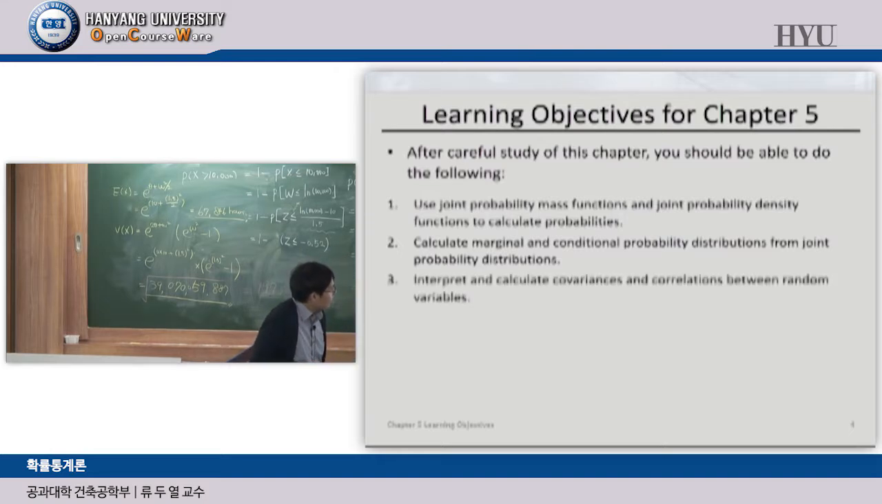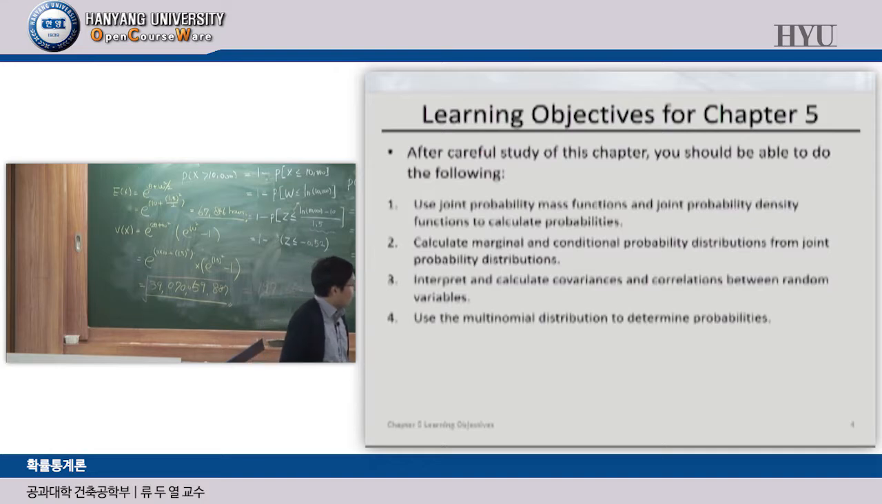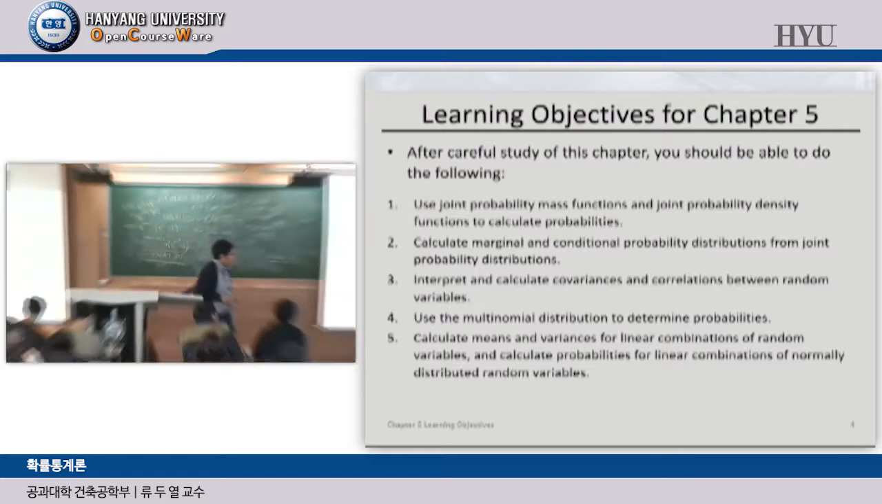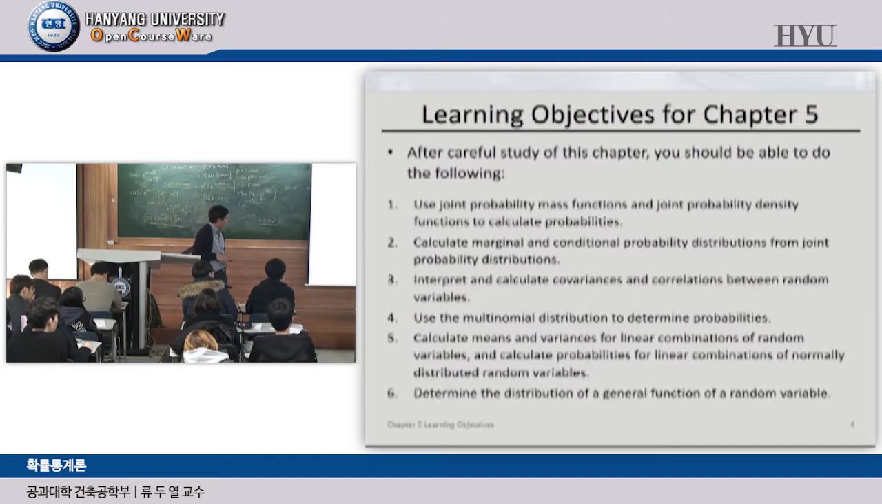And we can interpret and calculate the covariances and correlations between the random variables. And we can use the multinomial distribution to determine probabilities. And then we can calculate the means and variances for linear combinations of random variables. We also can calculate the probabilities for linear combinations of normally distributed random variables. And finally, we can determine the distribution of a general function of a random variable. So after learning chapter 5, we can do all these things.